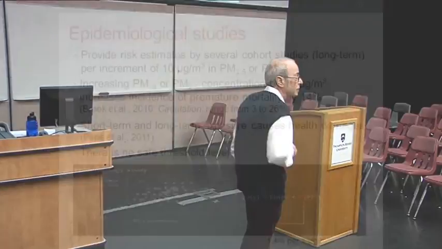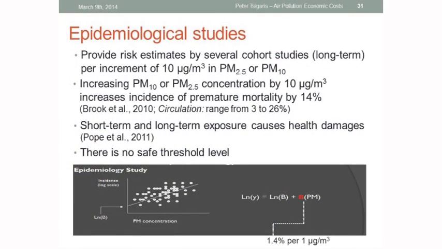They follow cohorts. They follow 8,000 people over a 20-year period. They record what the situation is at the beginning, and they follow them. Some live in dirty cities, some live in clean cities, and then they check to see what the impact is of a change in PM 2.5 or PM 10.